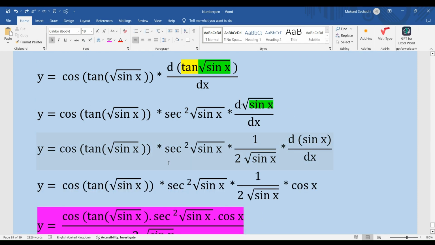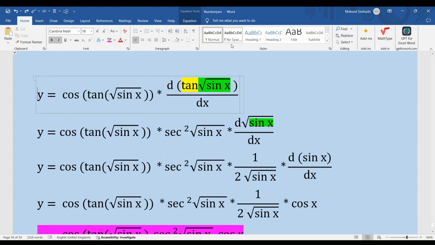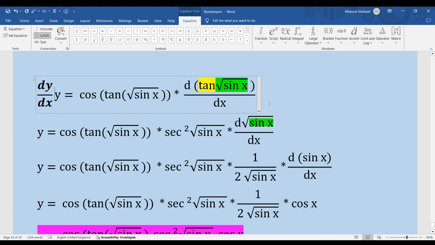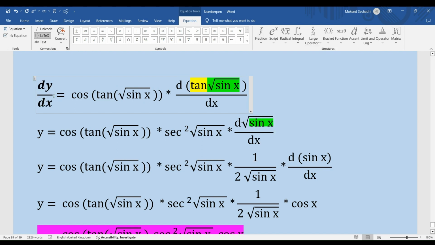I'm sorry, folks. I just realized that wherever I have a y starting from step 1, that's not a y, that's a dy by dx, right? My apologies, folks.